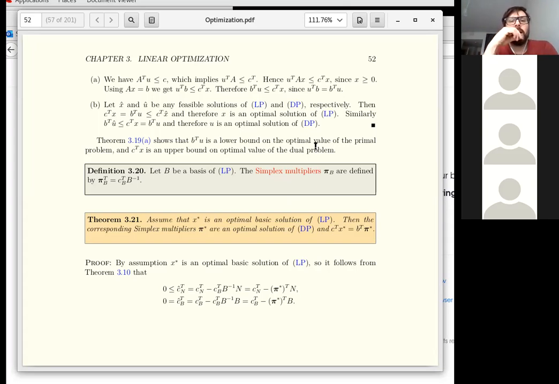Now, assume that we have an optimal basic solution for the linear problem. Then we have the situation that the simplex multipliers will be an optimal solution for the dual. So if X star is an optimal basic solution, then C transpose X star will be equal to B transpose pi star, where pi are those simplex multipliers. And this follows from the previous theorem, which posits the optimality of the linear problem.